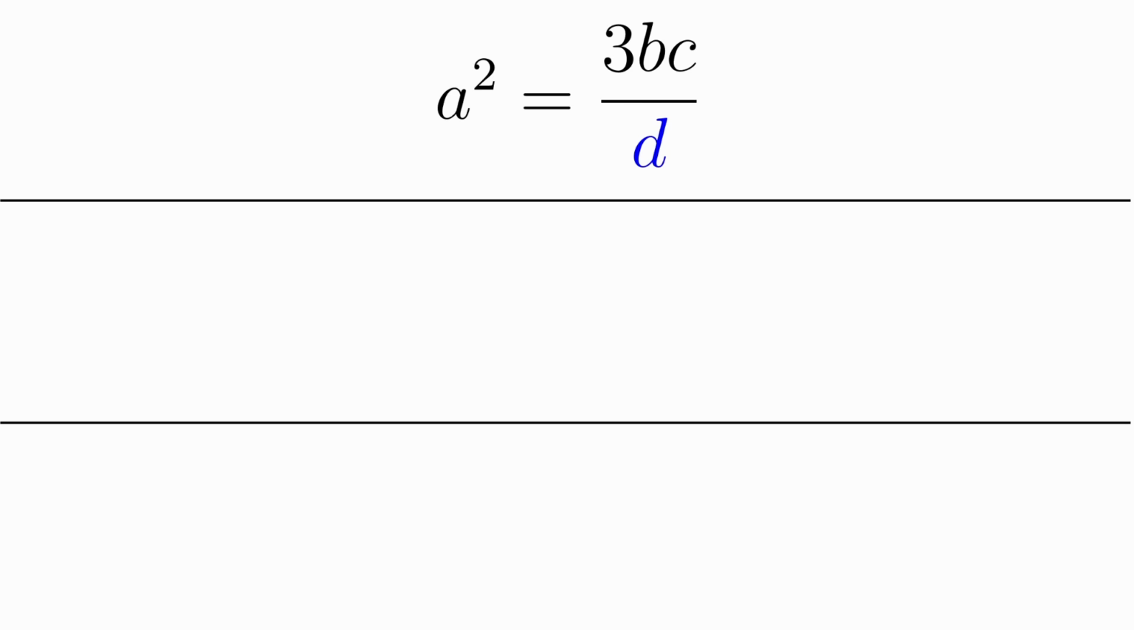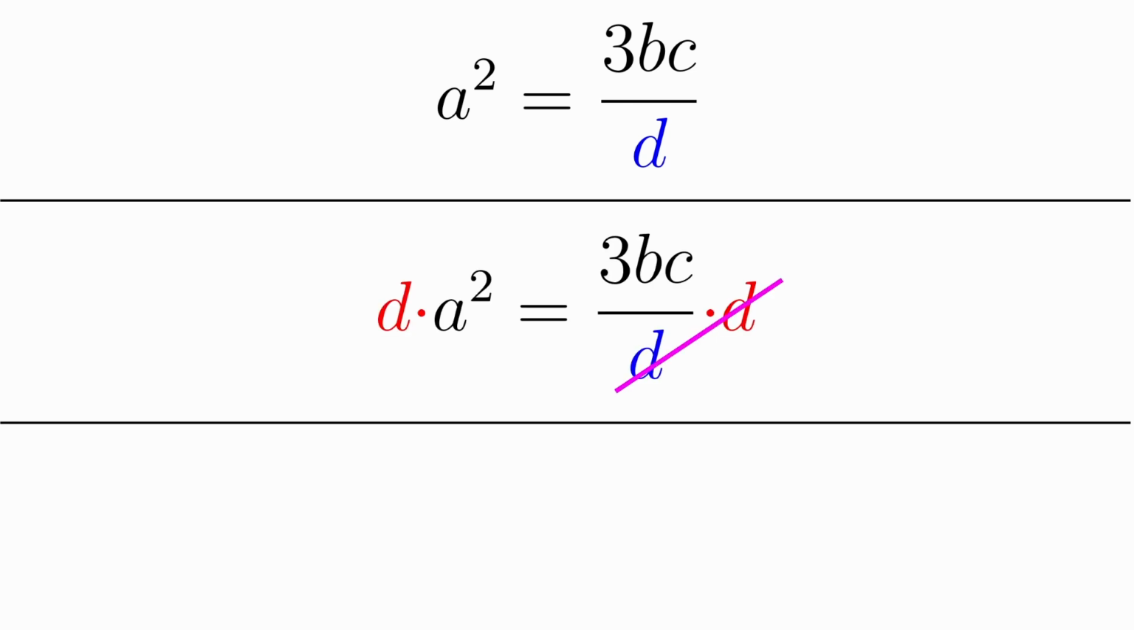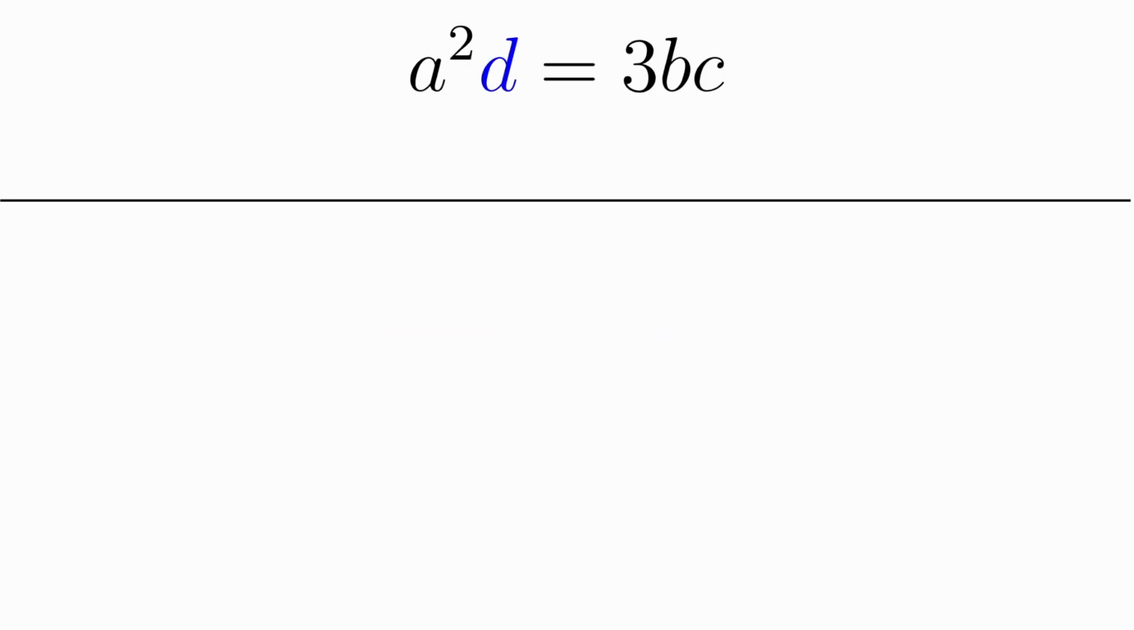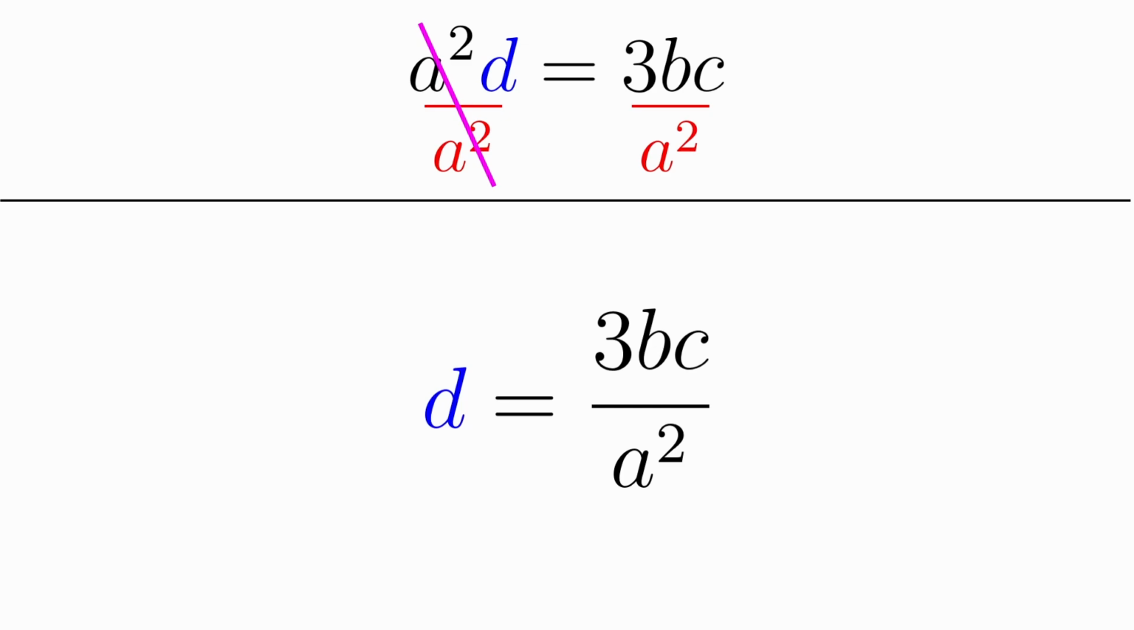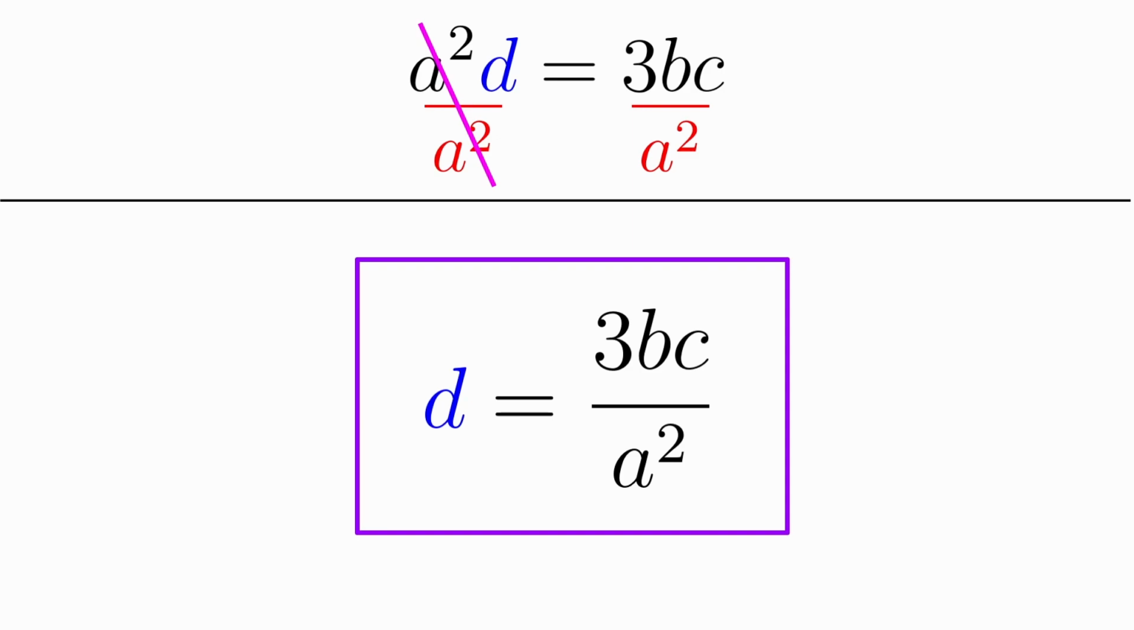Now, this is very similar to problems we tackled before. I don't want the d in the denominator, so how about we multiply both sides by d? The d's on the right go away, and I get a squared d is equal to 3bc. And now the a squared is multiplying the d. The opposite of multiplication is division. So we're going to divide both sides by a squared. And we should get d equals 3bc over a squared. And that would very likely be the final answer.